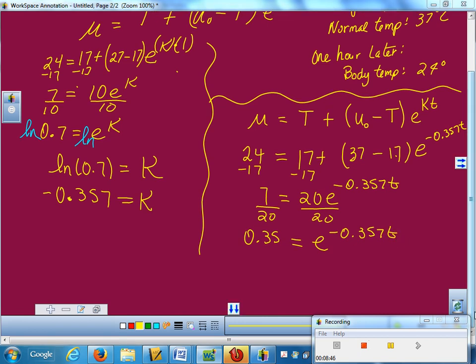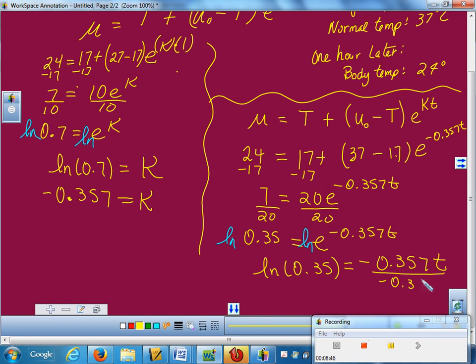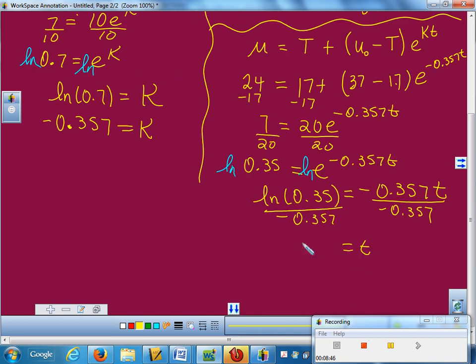And then cross off the e. Yeah, natural log it. Now you're beginning to see a pattern to working these, which is why we tend to prefer the word problems over everything else. Because then, last but not least, you divide by negative 0.357. It's 2.94. About 3 hours. So 2.94 hours.